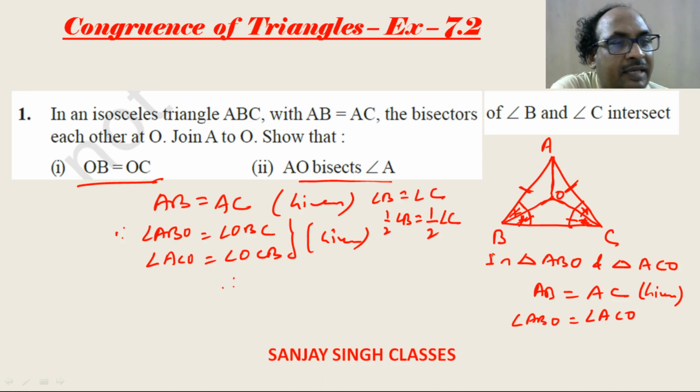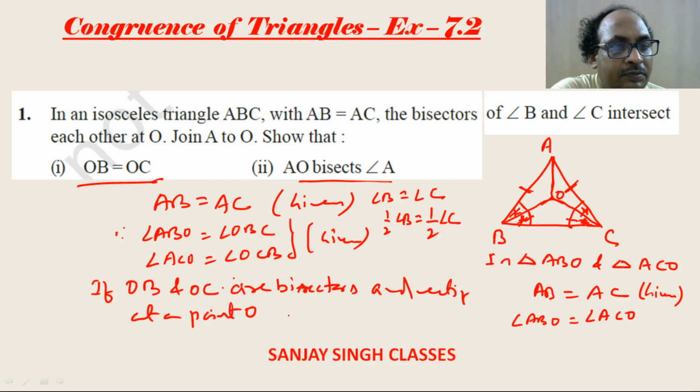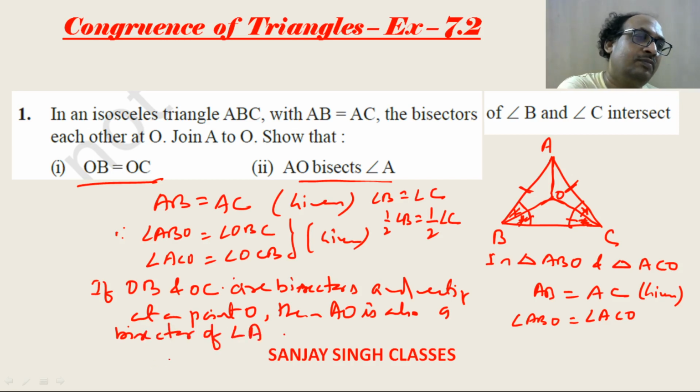So here we can say that if OB and OC are bisectors and meeting at a point O, then AO is also a bisector of angle A. Then compulsorily this angle also will be equal to this angle. Okay.